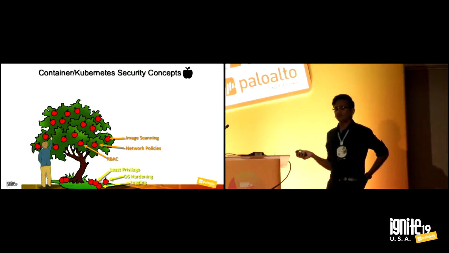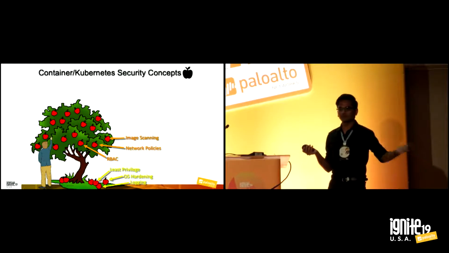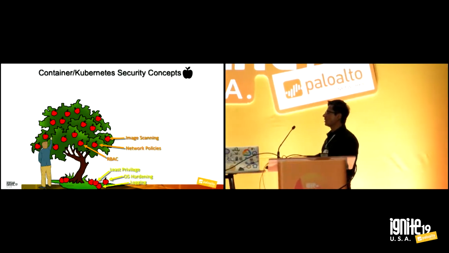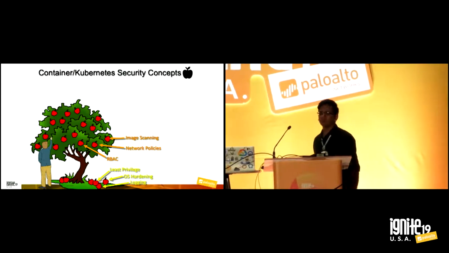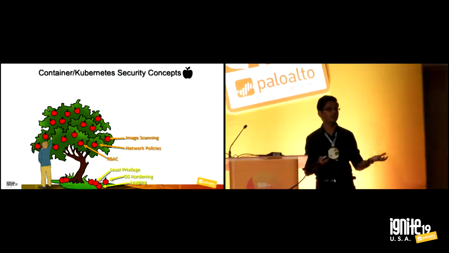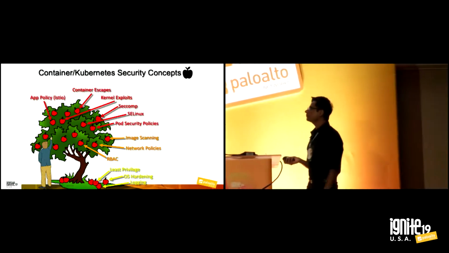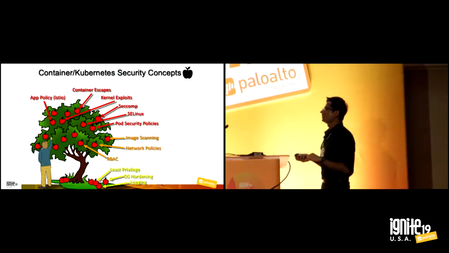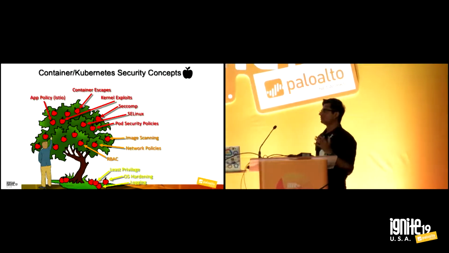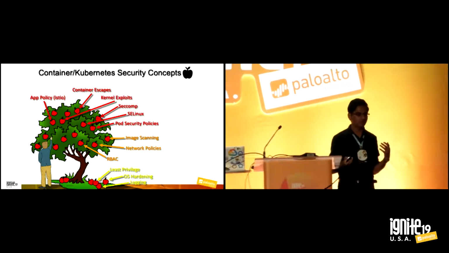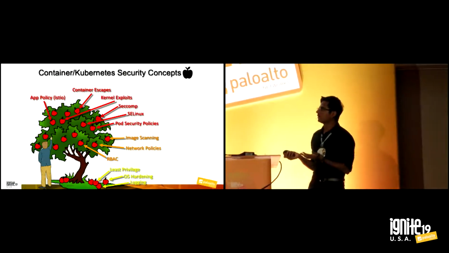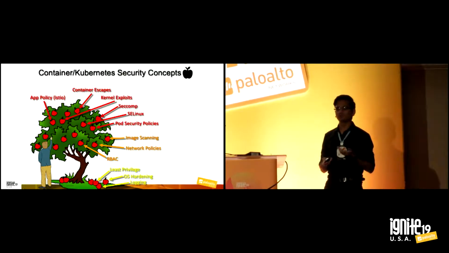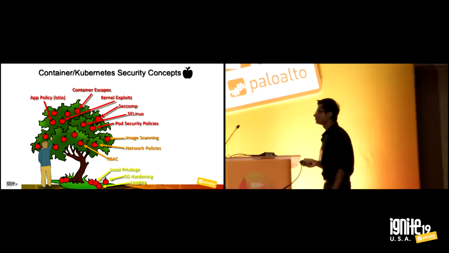Next one is image scanning. Scan your images so you know what's going into your environment. Then network policies, RBAC, some of the constructs provided to you by Kubernetes. And some of the advanced concepts, not so low-hanging fruits, but pod security policy using SELinux, seccomp, avoiding kernel exploits and container escapes, and application layer policy using service mesh technology like Istio.